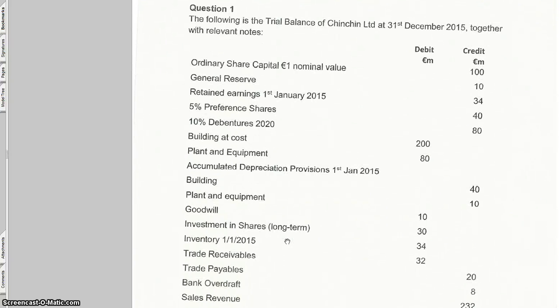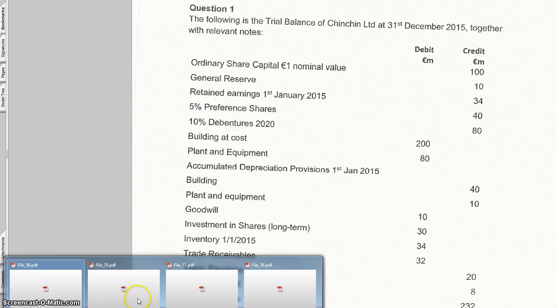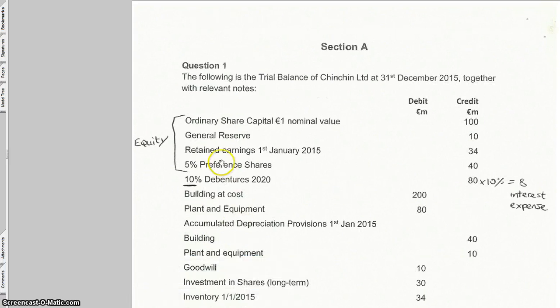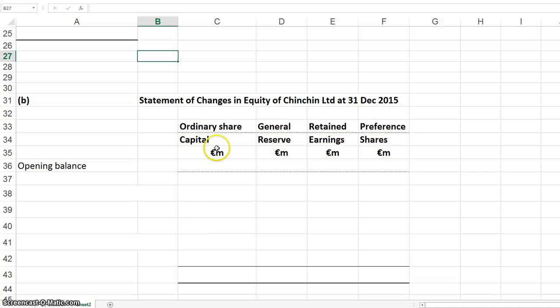So you go to your trial balance and you look for the equity in the trial balance. So here are the equities: the ordinary share capital, preference share capital, and then the different profits, which are divided between retained earnings and a general reserve. So there are headings. And that goes in landscape.